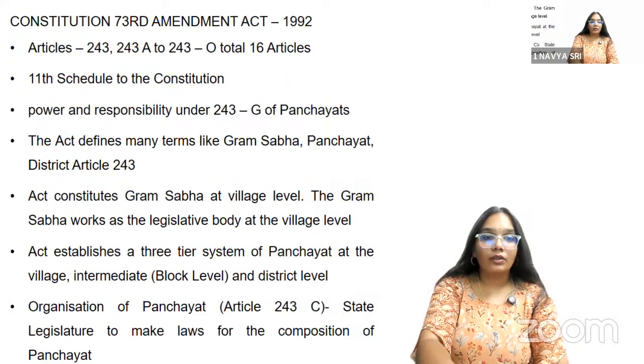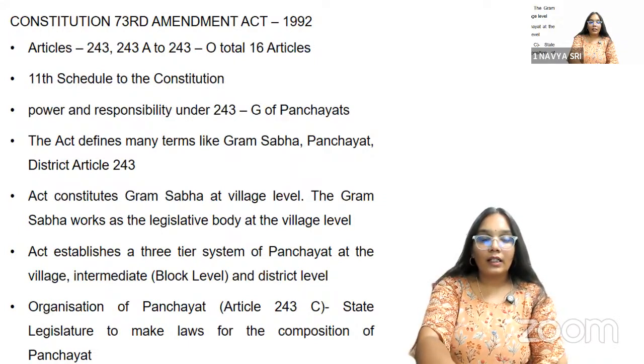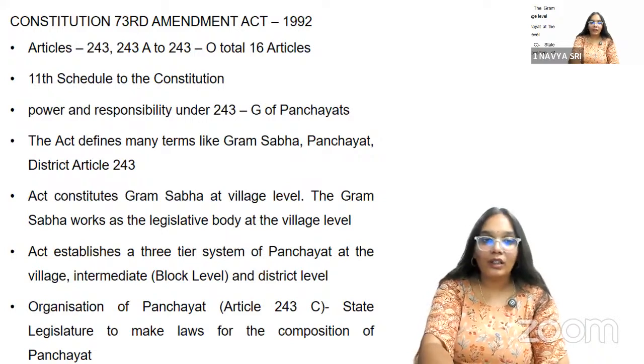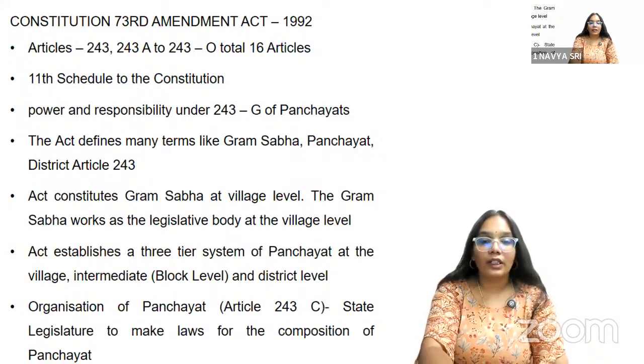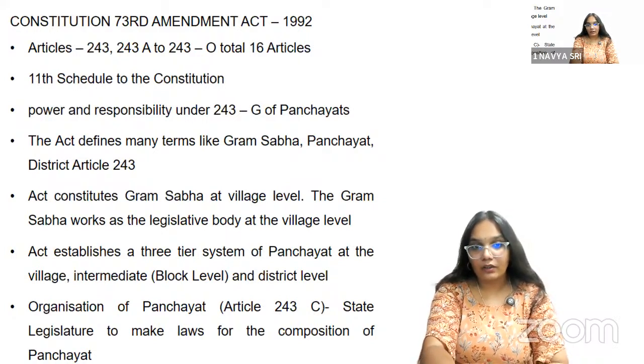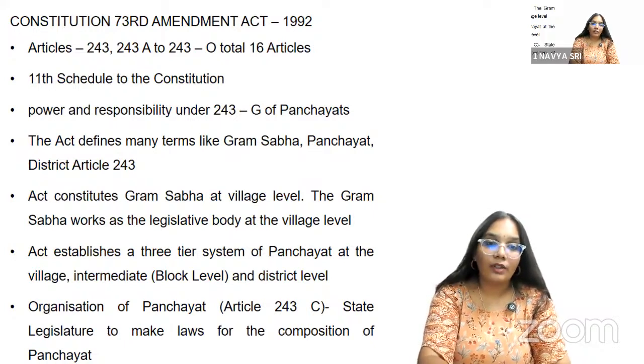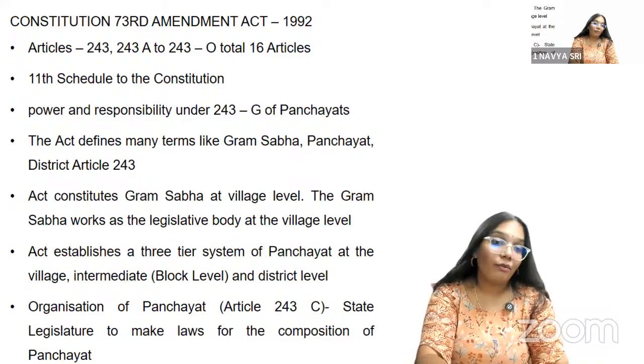Then the Constitution 73rd Amendment Act 1992, an important act. So what are the articles? 243, 243A to 243O, a total of 16 articles. See this: 243, 243A to 243O. This number is also important from the FCQ perspective, so please remember. And it added a new schedule, the 11th Schedule, and the powers and responsibilities of panchayats are mentioned under 243G.